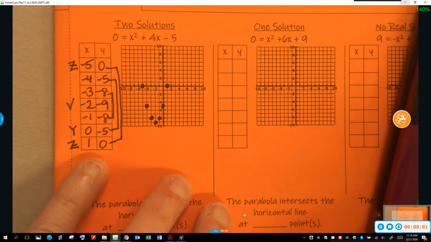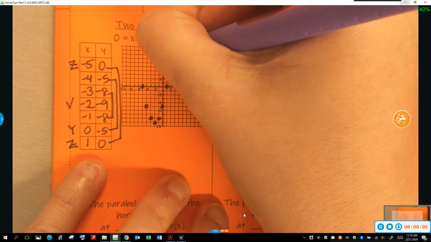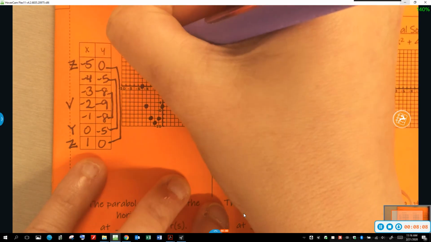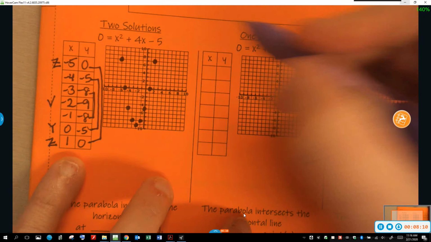And then I'm going to actually add a point. I'm going to add that point at 2, 7 just so I can see the shape of my parabola a little bit better. Y'all don't have to if you don't want to, but I'm going to.